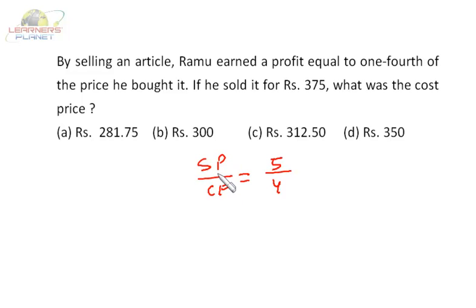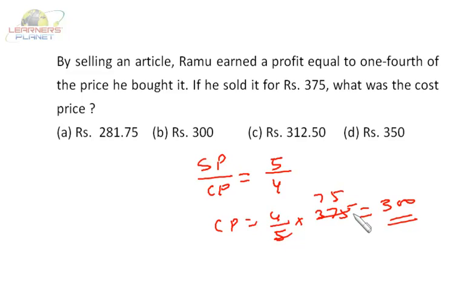Now SP is given to you as 375. We can calculate CP. So CP will be 4 by 5 of SP, that is 375. So it is rupees 300. As simple as that. Even you can go by backward approach by elimination of options also, since except these two, the remaining options are a bit absurd. So just try this one.